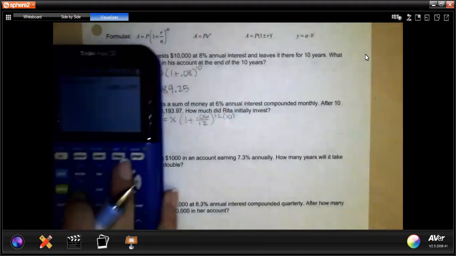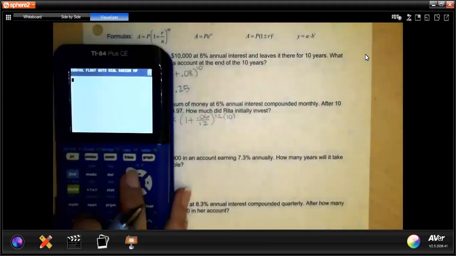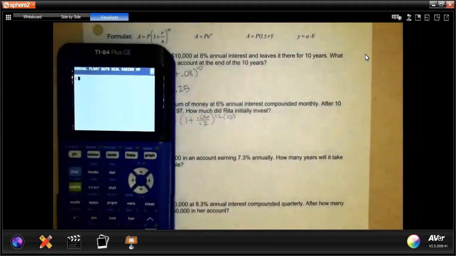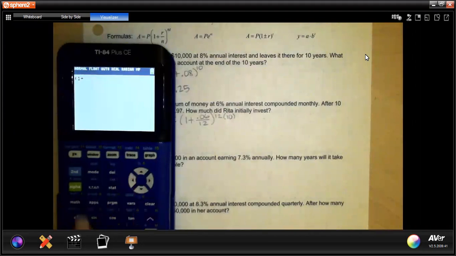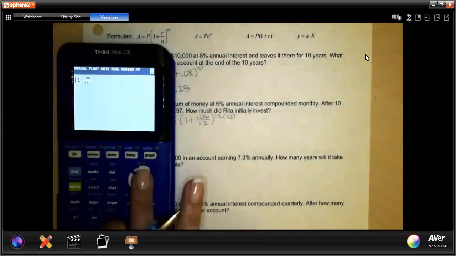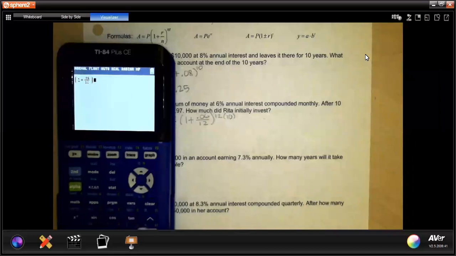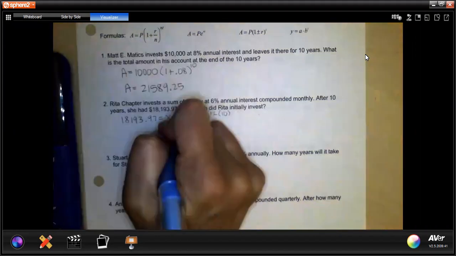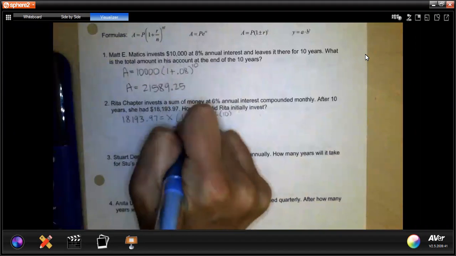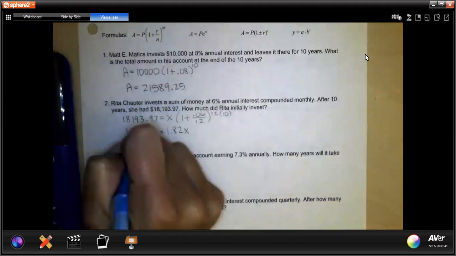Keep in mind that when you put this in the calculator, it is going to give you some kind of decimal, and you want to continue to use that on the calculator, not round it. So I'm going to put in there 0.06 over 12 raised to the 12 times 10 power. So it gives me a long decimal. I can go ahead and round that to write it on my paper, but that's the one that I want to keep using when I'm using my equation.